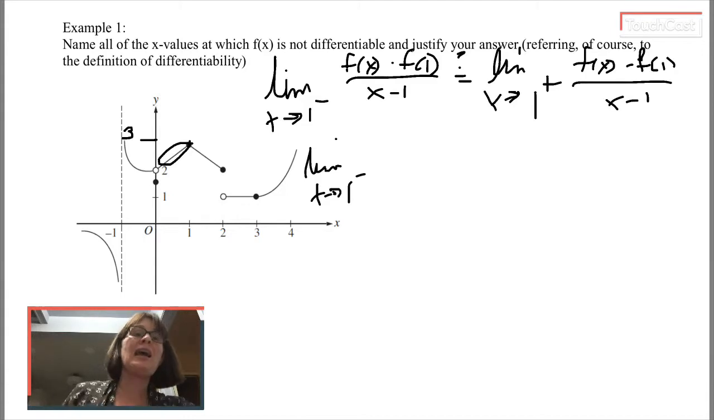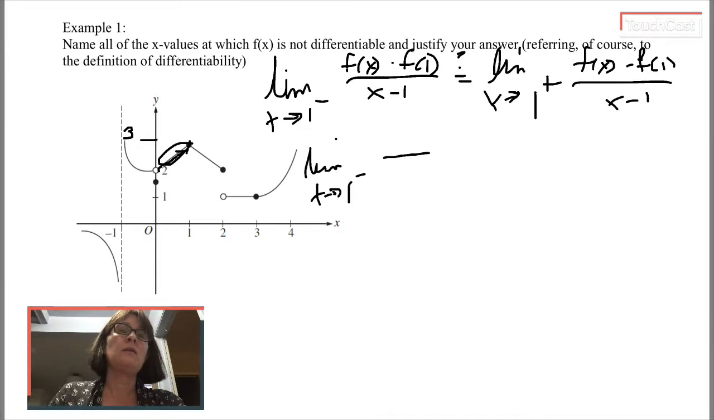All right, so watch what happens. As I approach 1 from the left, that means I'm coming from this direction. That means the x values are less than 1, which means in the denominator, when I subtract x minus 1, I'm going to have a number less than 1, and I'm going to take 1 away. That denominator is going to end up being negative.